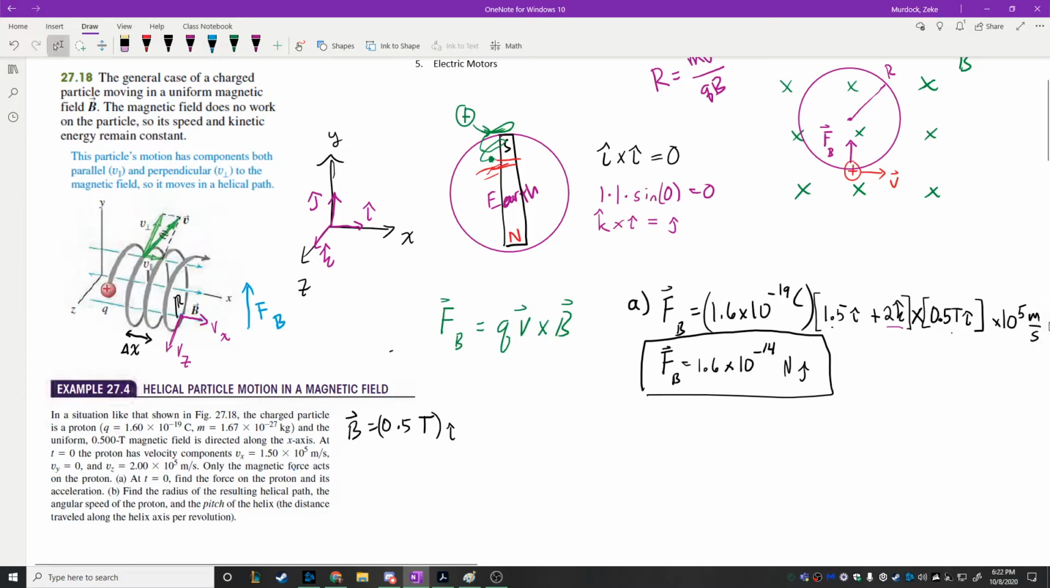They also want us to find its acceleration as well. Once we know what the force is, then finding the acceleration means we just take the force and we divide by what? If there's only one force and I want to find acceleration, what do I have to divide by? Just the mass. Right, so then the acceleration is going to be equal to that force, 1.6 times 10 to the negative 14 newtons times j hat, divided by the mass of the proton, which is 1.67 times 10 to the negative 27 kilograms. This is pretty clearly going to give us a really large acceleration.